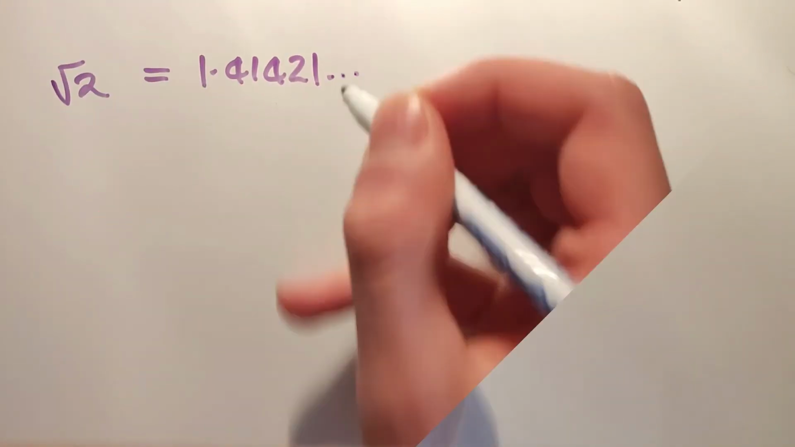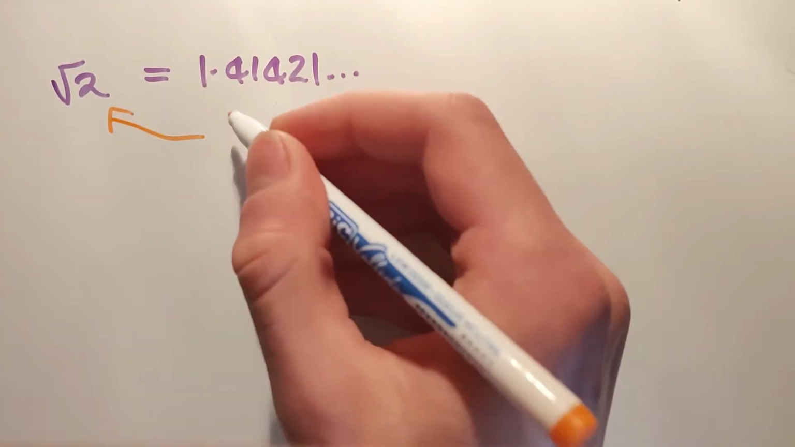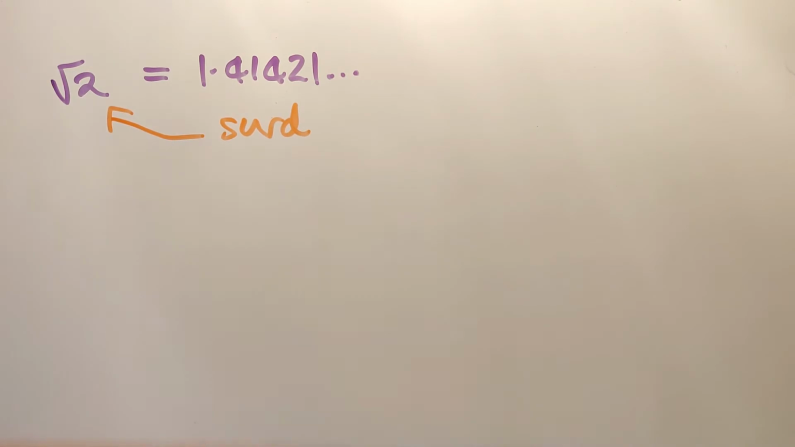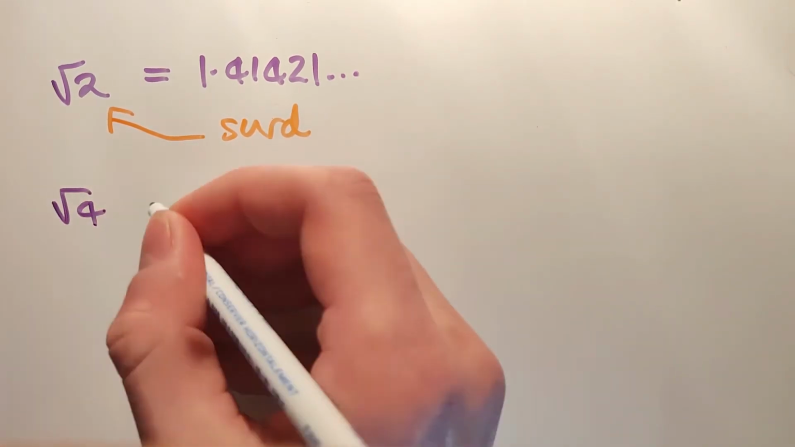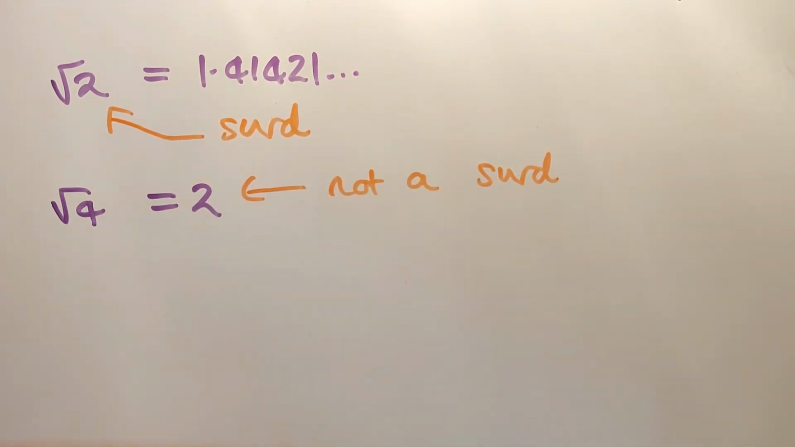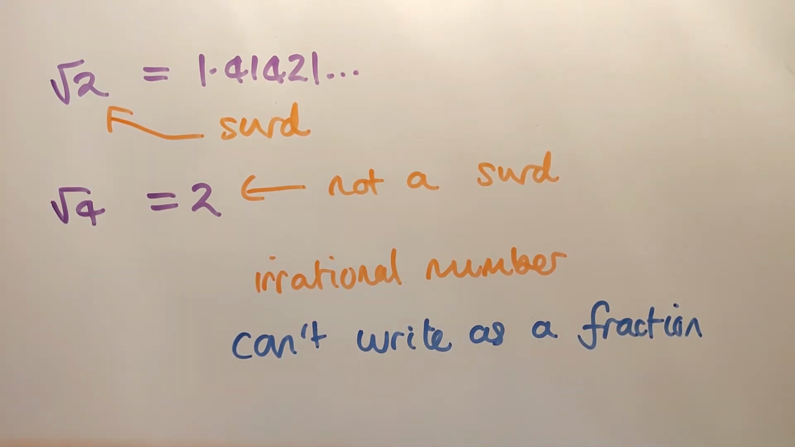Now for the second topic of this video, we move on to surds. Surds are an irrational root of a number. Remember that not all roots are irrational. As a reminder, irrational means that it can't be written as a fraction or decimal.